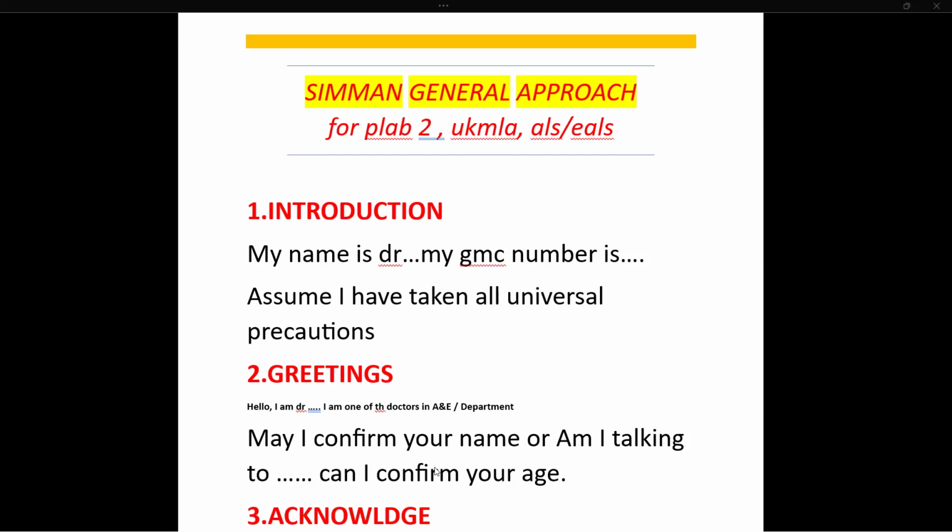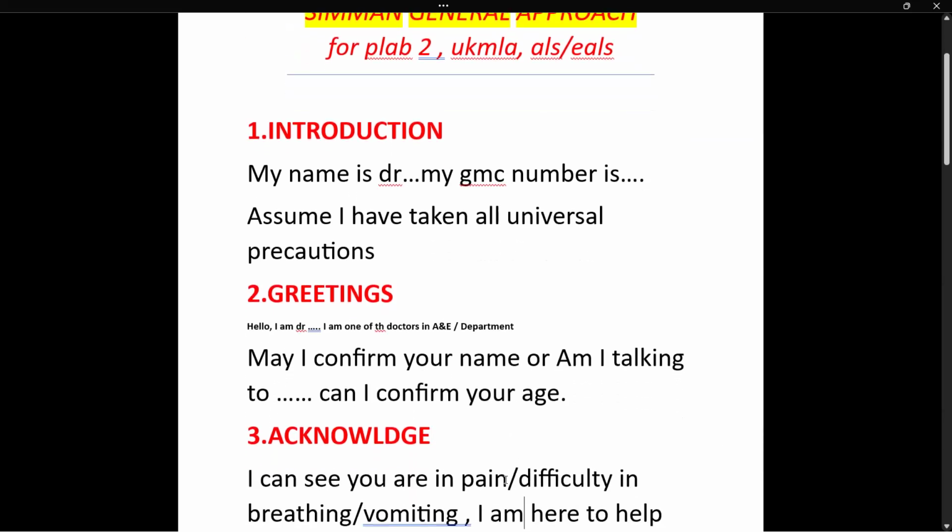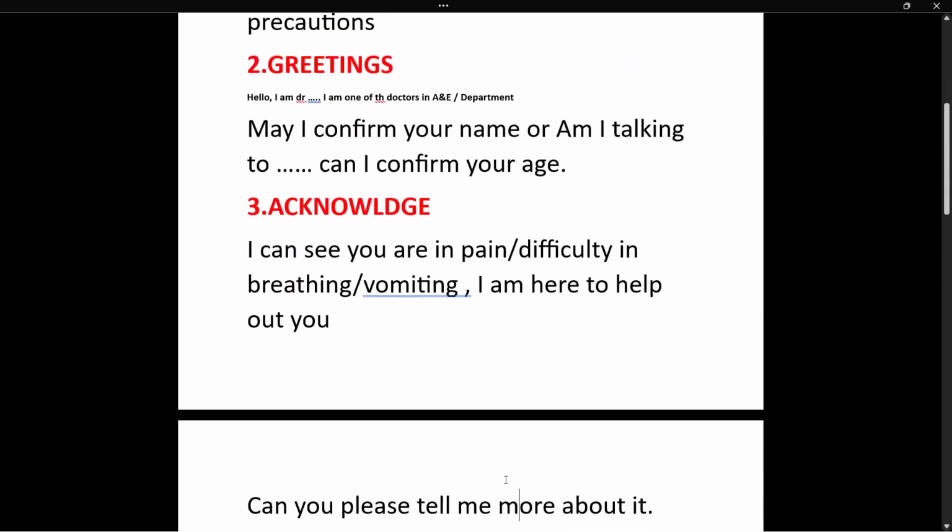After that, you will have to confirm the identity of the patient, which is most important. Most of the doctors skip this point. So identity of the patient is the most important thing.